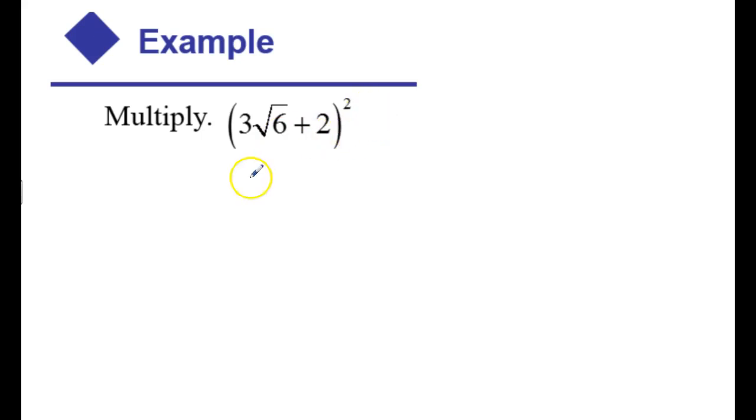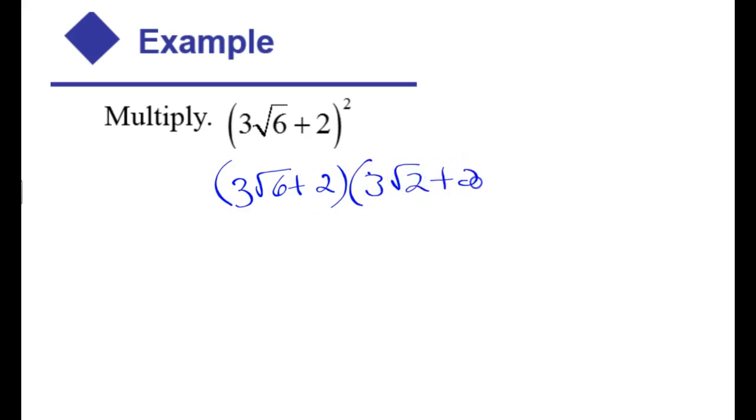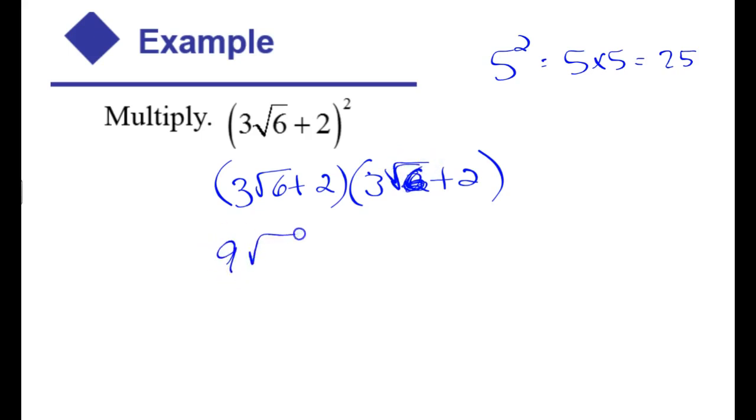If you have a binomial squared, you do not have the conjugate because you haven't changed the middle sign. This literally means multiply by itself. 5 squared means 5 times 5, which of course is 25, but it literally means multiply by itself. So if you were to multiply 3 square roots of 6 times 3 square roots of 6, that's 9 square roots of 36, which is really 9 times 6, which can be simplified to 54.